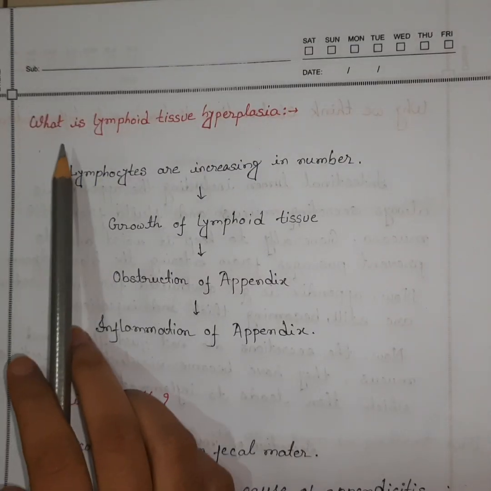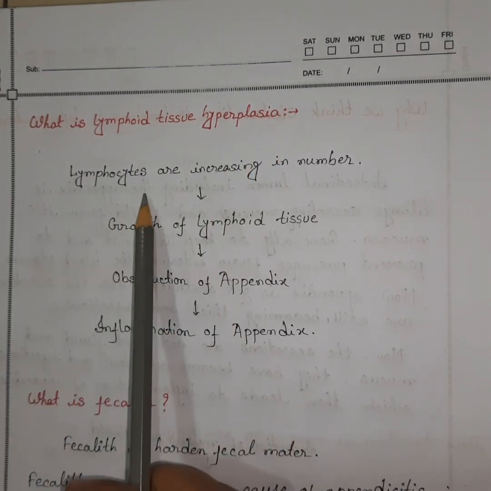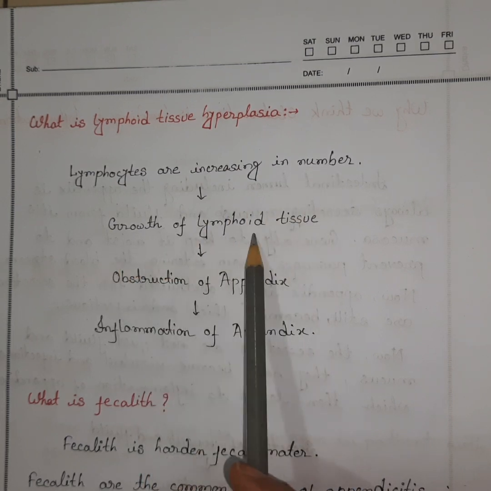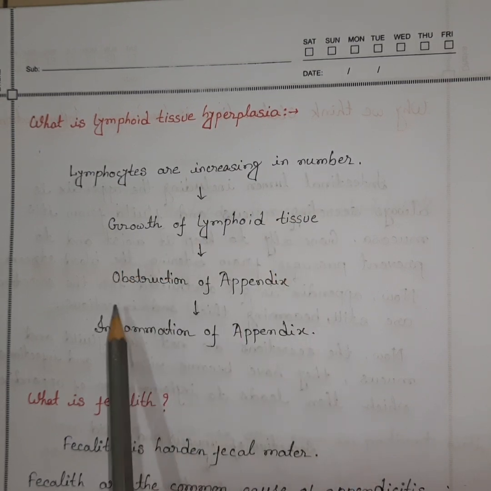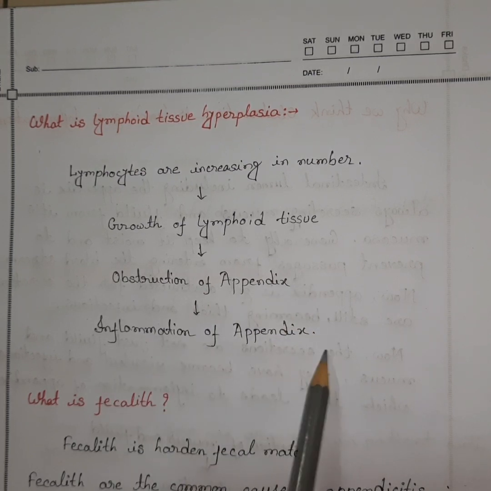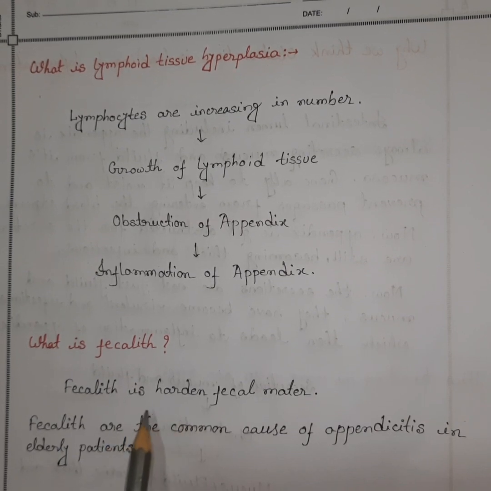Now we talk about what lymphoid tissue hyperplasia is. Lymphoid tissue increases in number; when growth of lymphoid tissue occurs, then obstruction of the appendix occurs, and lastly inflammation of the appendix occurs. This is lymphoid tissue hyperplasia. What is a fecalith? A fecalith is hardened fecal matter. Fecaliths are the common cause of appendicitis in elderly patients.